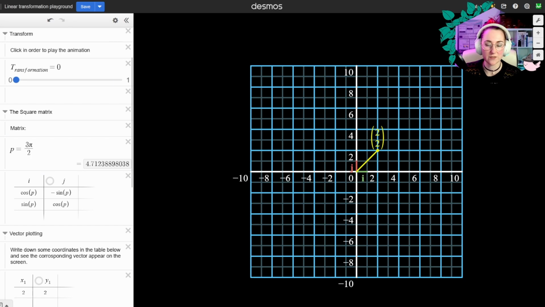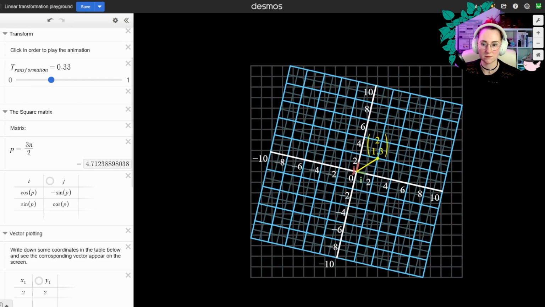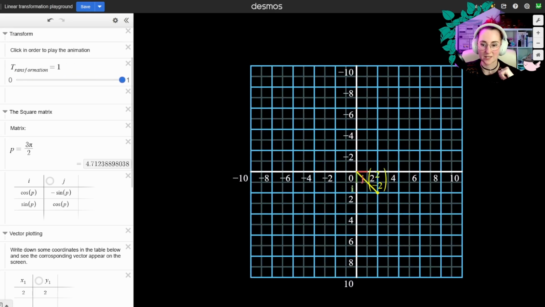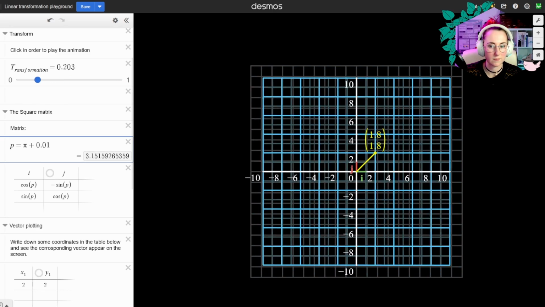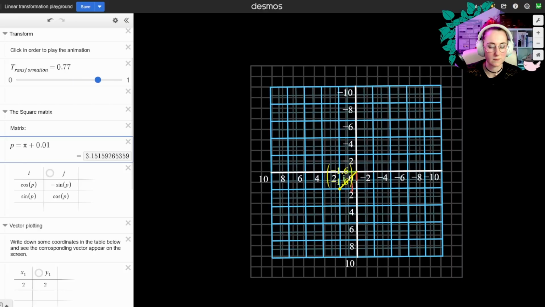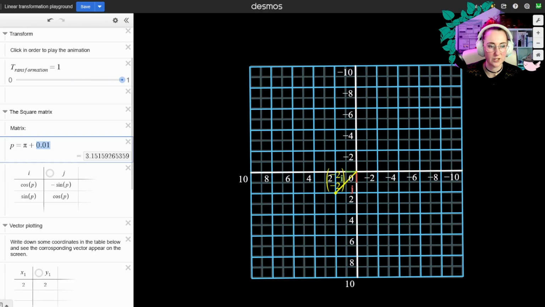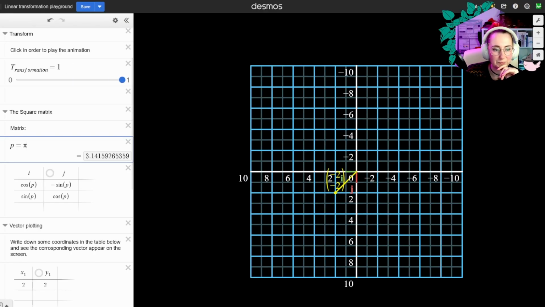And if we do 3 pi over 2, rather than rotating clockwise, it's going to still rotate anti-clockwise. It's not. It's going to rotate clockwise now. And it goes that way. That's interesting. Interesting. So it's not a smooth transform, but we can scale the values of p.